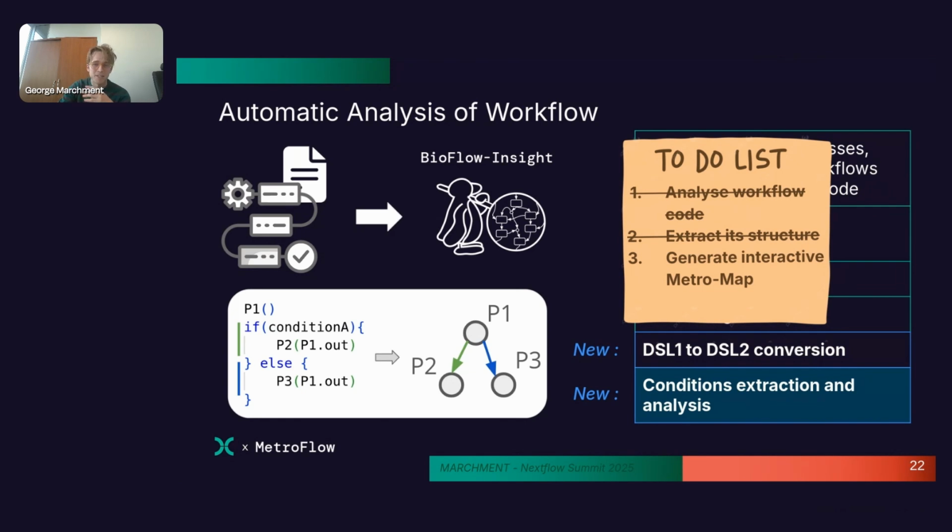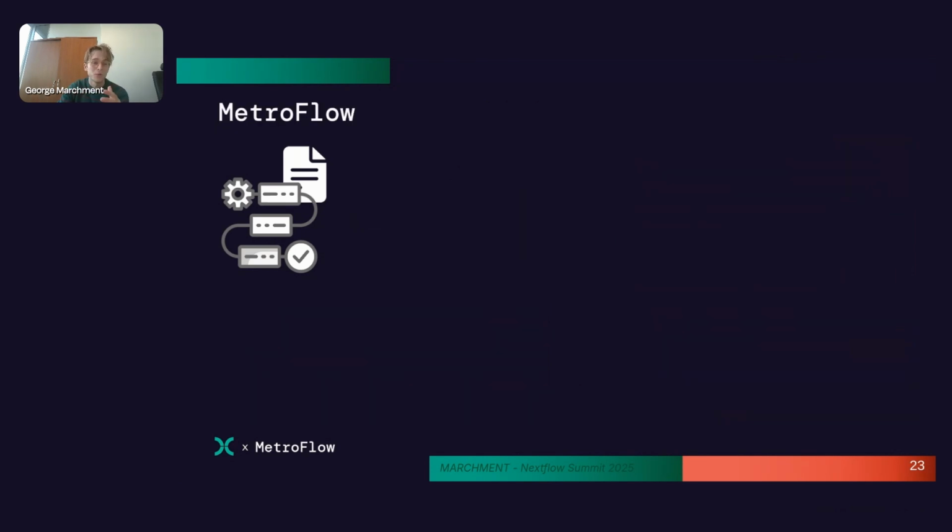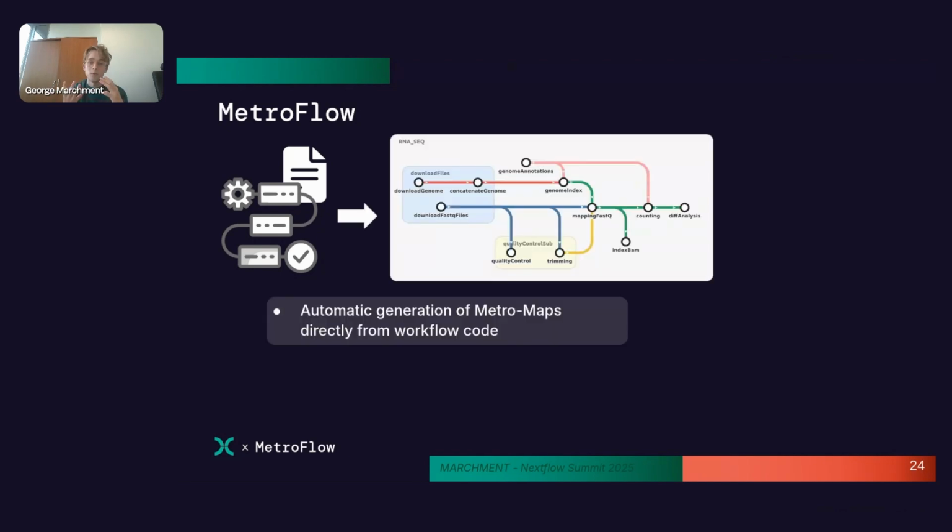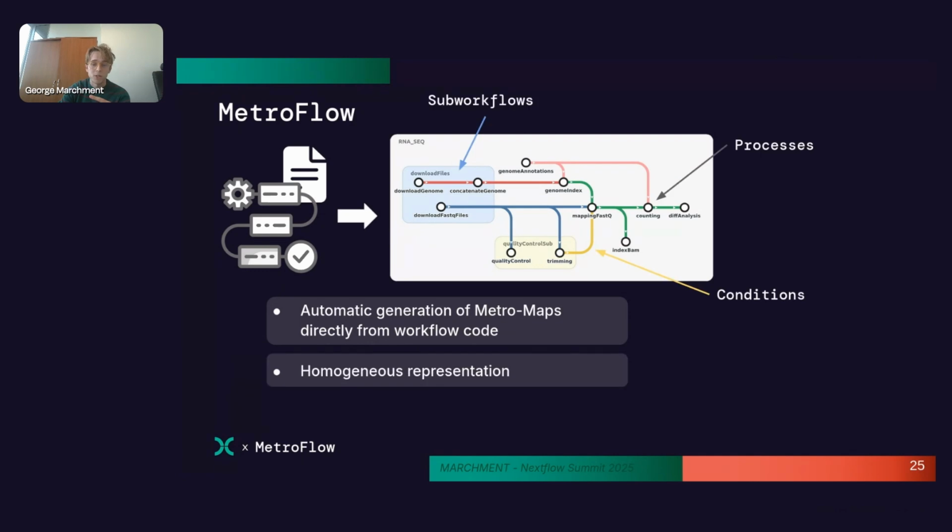So the good news is that we've also worked on a new tool called MetroFlow, which, using what we can extract from BioFlow Insights, generates a Metro map directly from the workflow code. So for any Nextflow workflows. On top of that, this representation is done in a homogeneous way, where we represent all the different sub-workflows which are defined in the workflow, the processes, and, as I said, the conditions for the different paths.